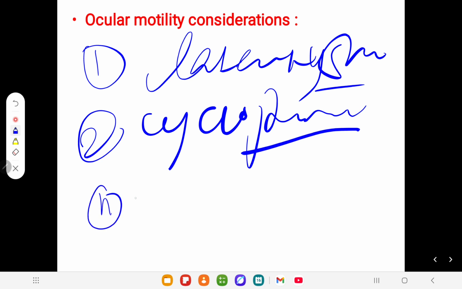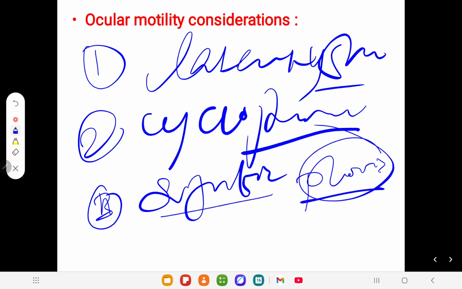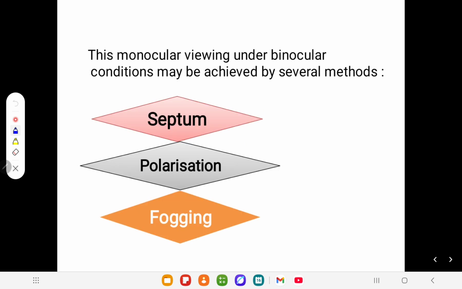Another is cyclophoria. If there is a case of cyclophoria, just remember binocular subjective refraction is very good. And another is whenever there is significant phoria, no matter what, in high significant phoria conditions, binocular subjective refraction is best. Just remember these things. Okay, so monocular refraction under binocular viewing conditions may be achieved by several things. These are the three methods that we always prefer.